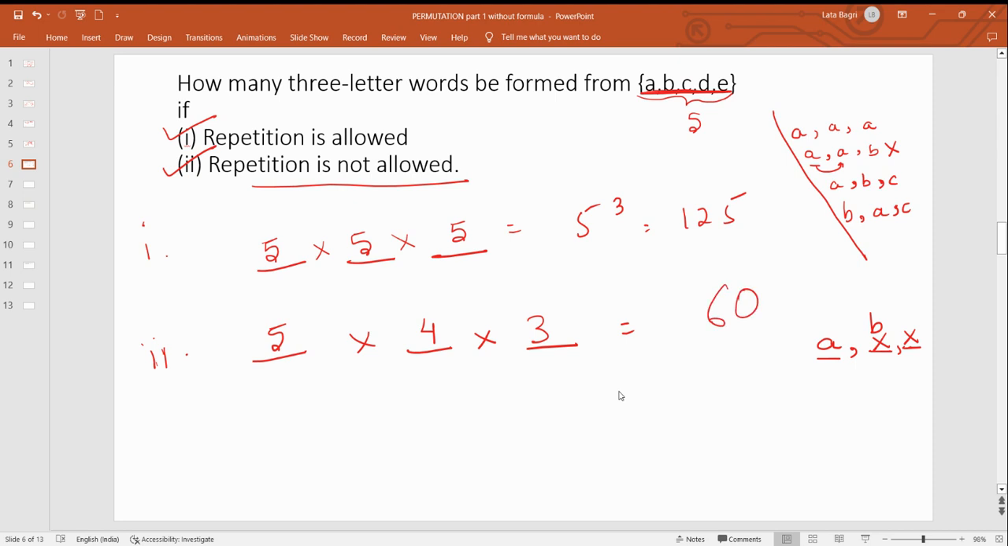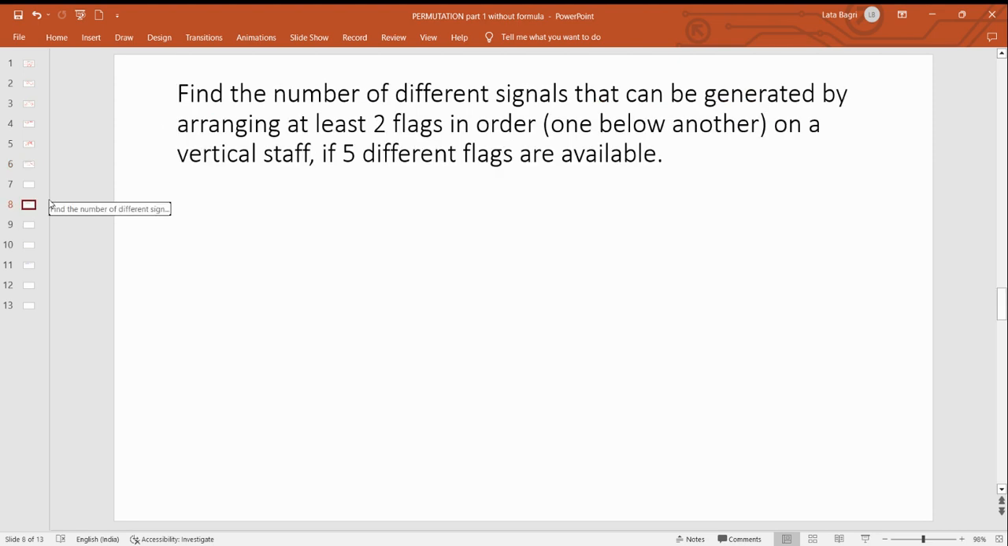So 60 is my answer for this one. If repetition is not allowed, then I can form 60 three letter words. If repetition is allowed, then I can form 125 three letter words. It doesn't matter if it has meaning or not. Okay, next, move on to the next question.